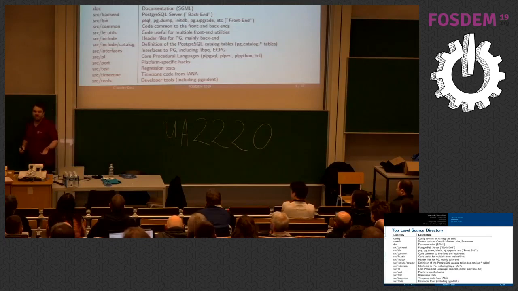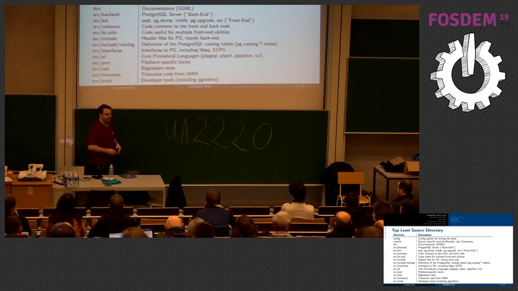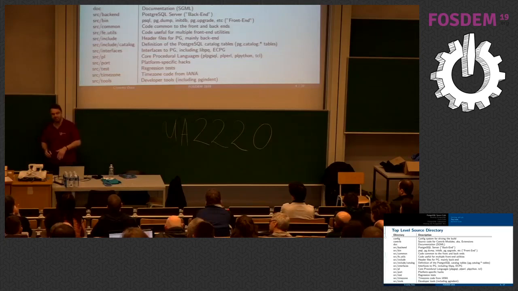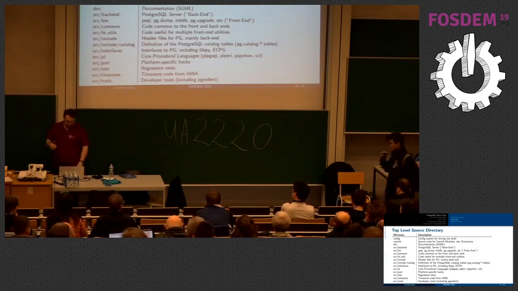pg_class is another one of those catalog tables. pg_class has a row in it for every table in the system, as well as every view and every index, because there are a lot of things that are common to those. We all consider those classes in Postgres, or more traditionally, relations in Postgres.